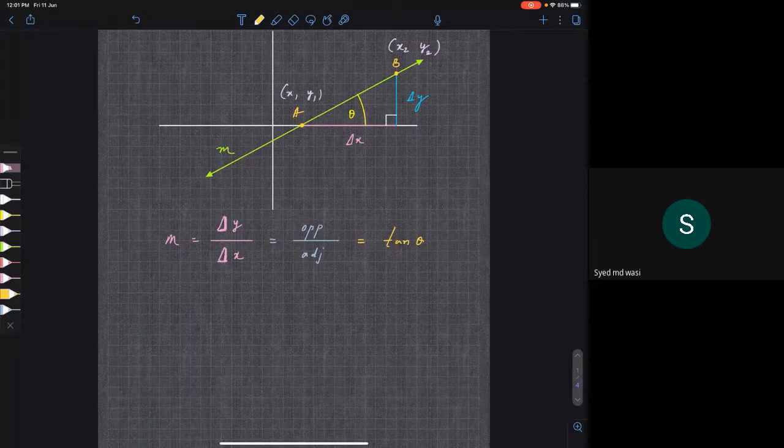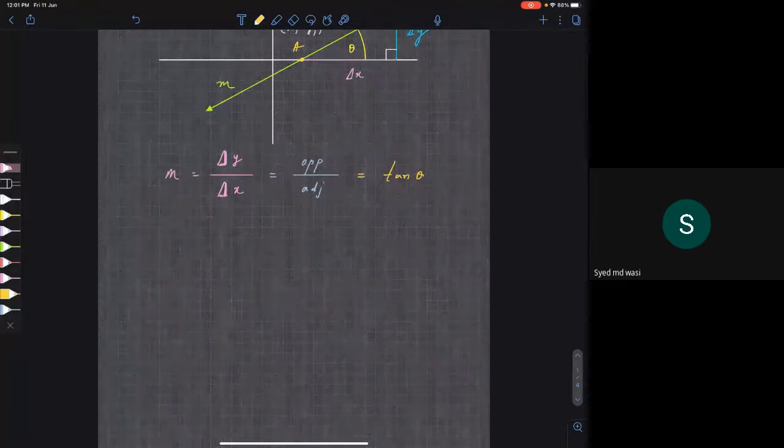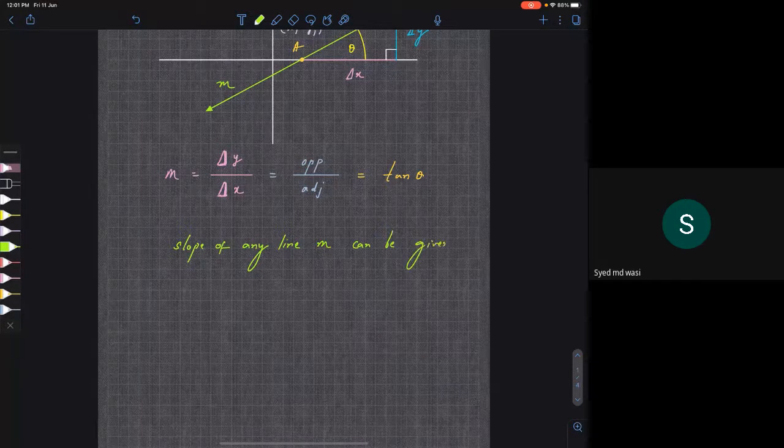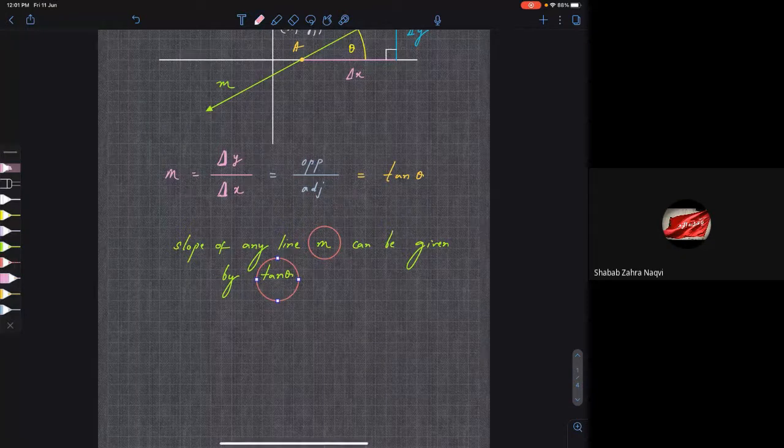So what is the conclusion here? Conclusion is this: slope of any line, m, can be given by tan theta, where theta is the angle. Tell me, what is theta here? Angle of inclination.